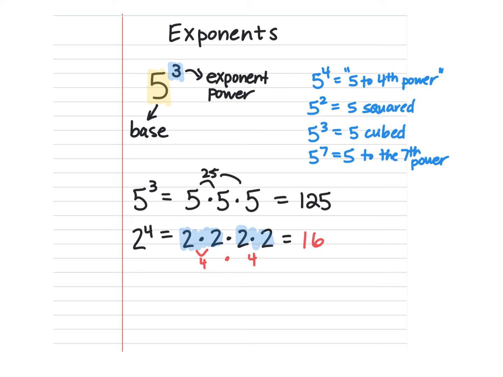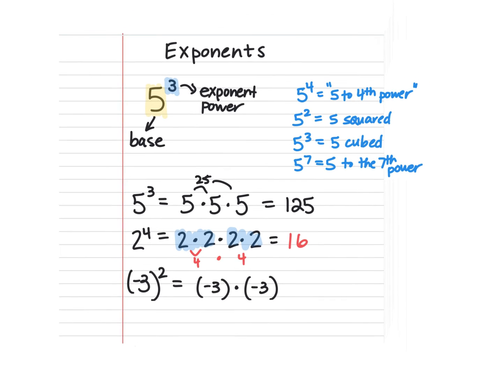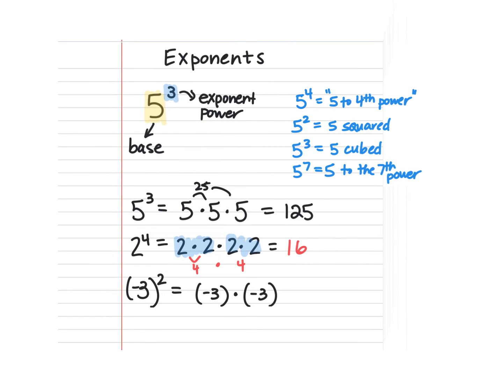Okay, now let's try it with a negative number. So I might give you a problem like this. -3 to the 2nd power. So that means I take -3 times itself twice. Okay, now notice how I put parentheses in here. So I did -3 times -3. Well, I know a negative times a negative is a +9.